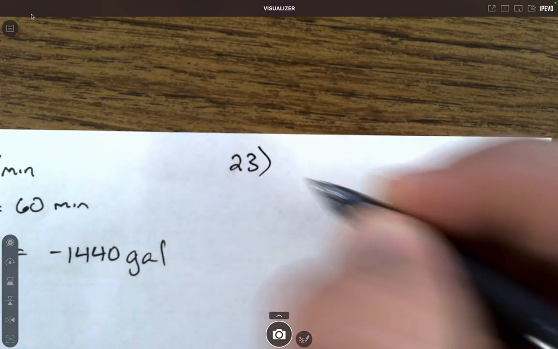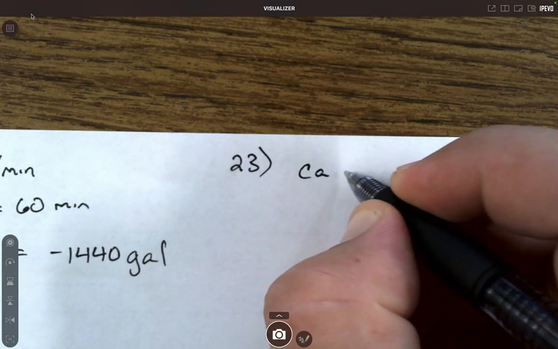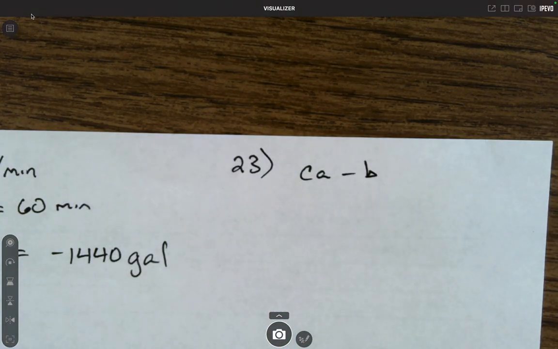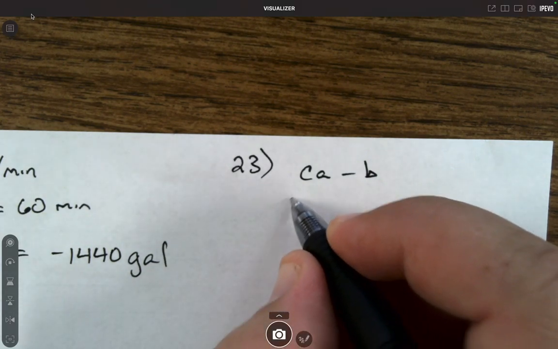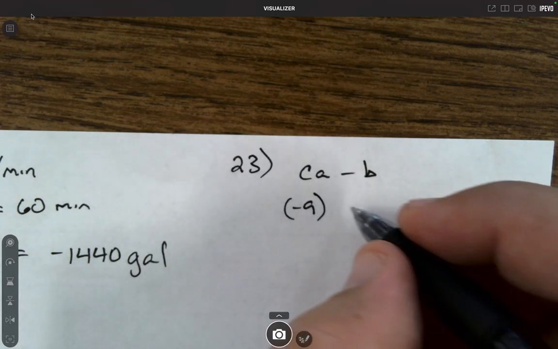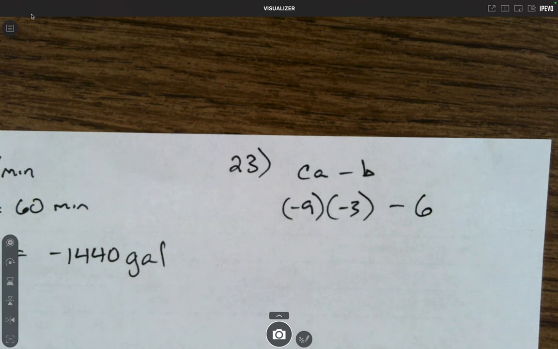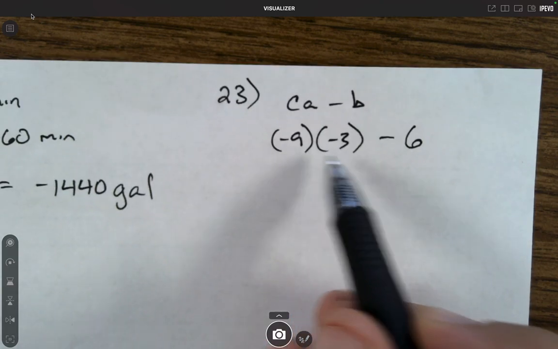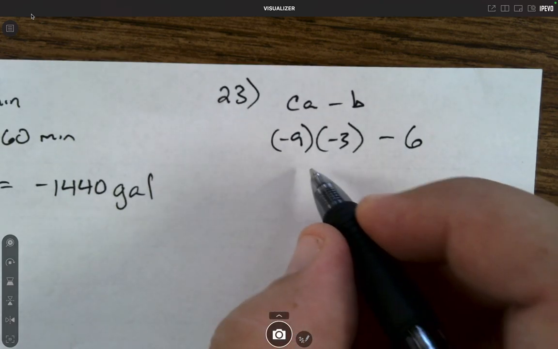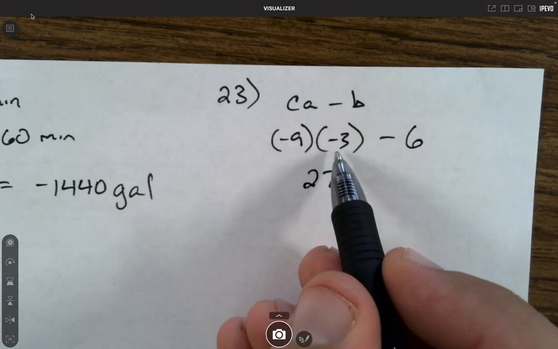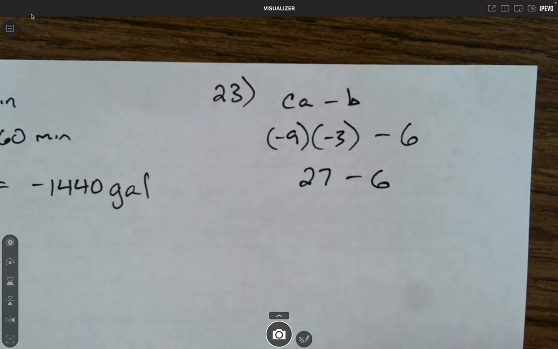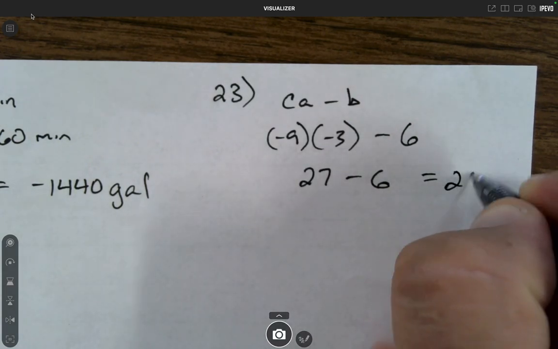All right, nearly there, just 4 more. 23, they tell us to find CA minus B. And if you look at the instructions, they tell us that C is equal to negative 9, A is equal to negative 3, and B is equal to 6. So we must make sure that we are plugging in the correct numbers in the correct place and that we follow the order of operations. So the order of operations tells us we should multiply first. So 9 times 3 is 27, and because the signs are the same, the answer is positive. So 27 minus 6 is 21.